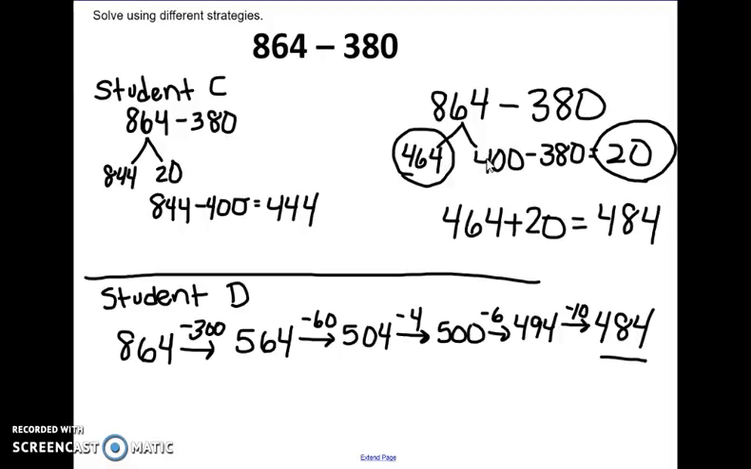If you do use a number bond, remember, you need to make a number that you can easily subtract the second number from. A lot of times it's helpful to go up to the next 100 or the next 10 to do your subtraction.